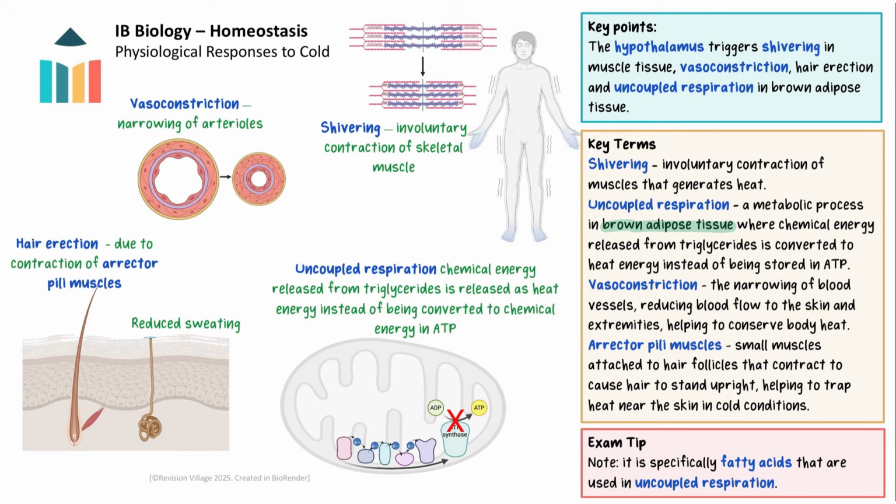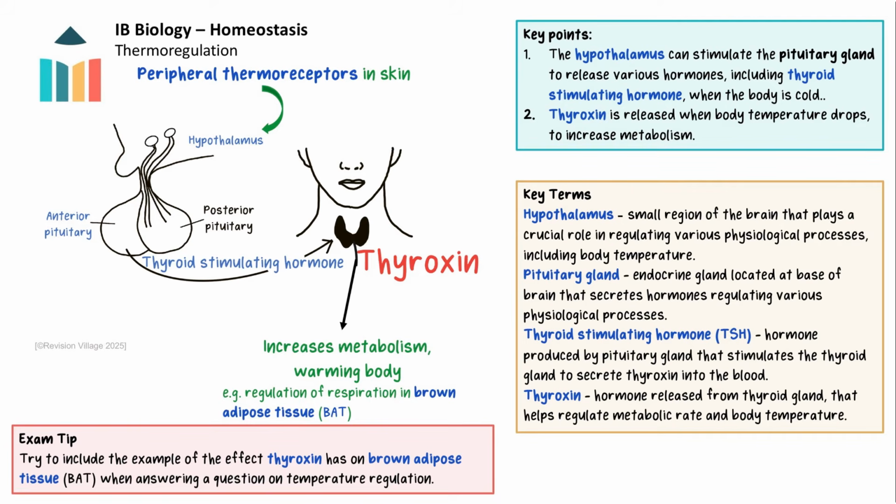Instead of using energy from respiration to make ATP, brown adipose tissue releases it directly as heat by breaking down stored triglycerides. On longer timescales, the hypothalamus can also increase heat production by altering hormone levels. If core temperature is too low, the hypothalamus can stimulate the pituitary gland.